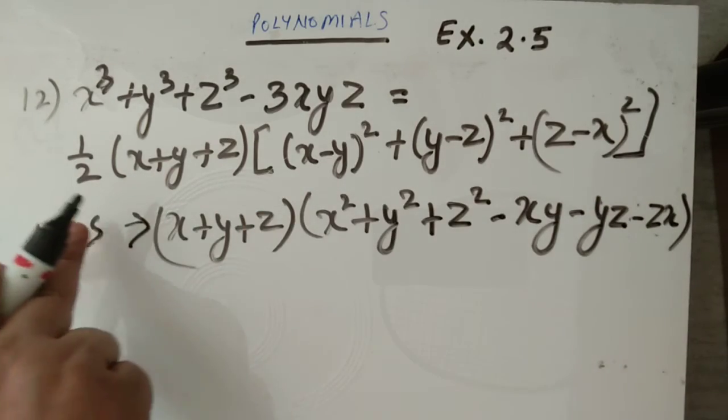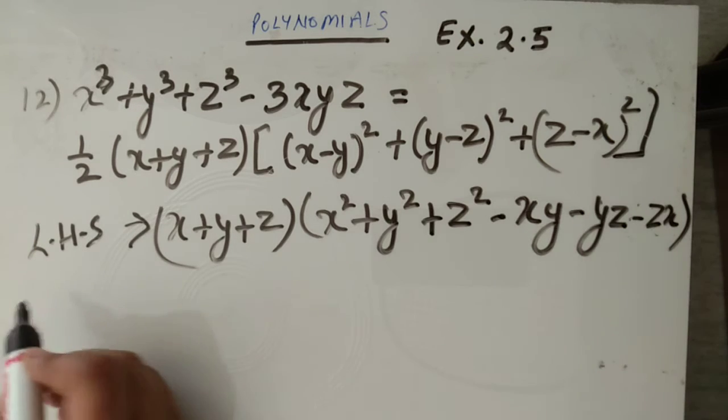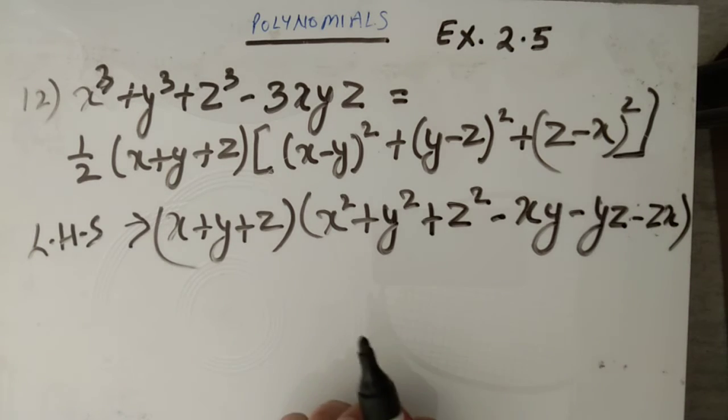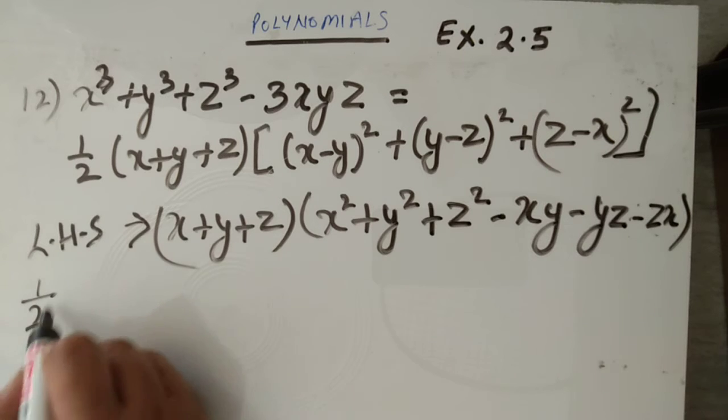We need 2 also. We have to divide by 2. So we will multiply by 2 also. So divide and multiply by 2. That line you have to write. Dividing by 2.